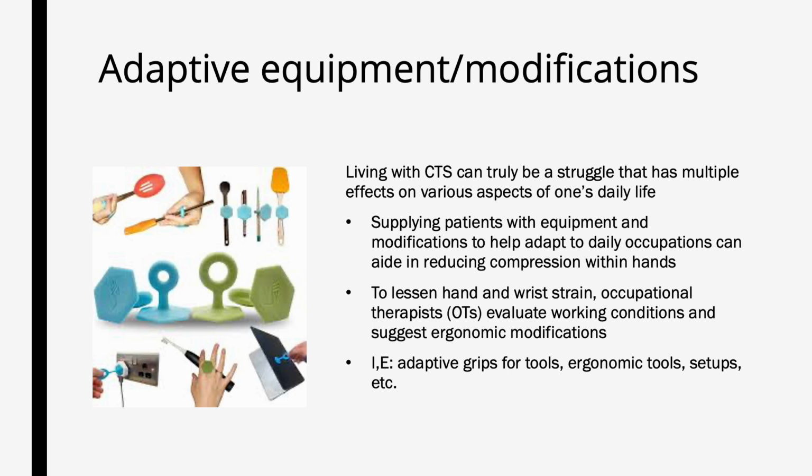Occupational therapists evaluate working conditions and suggest ergonomic modifications. These can include adaptive grips for tools, ergonomic tools, and setups depending on where people work or what they do, and other things.